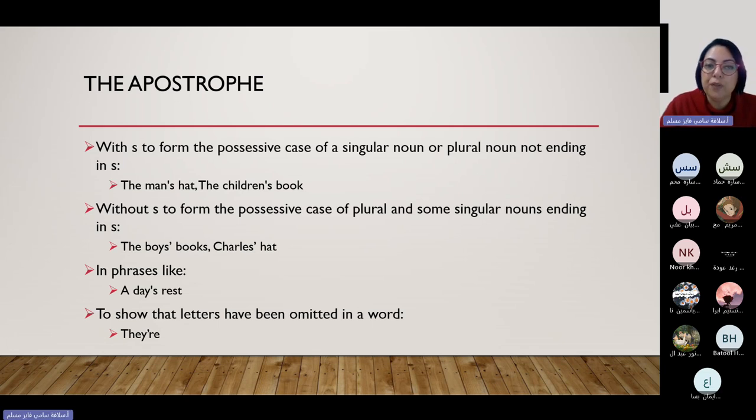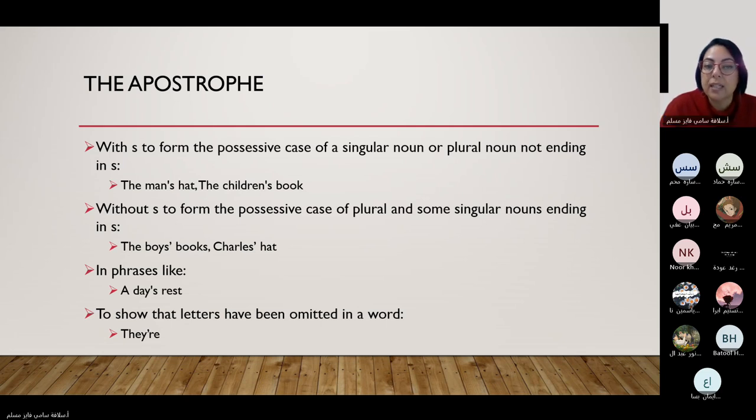هلا the apostrophe with s, it is used with s to form the possessive case of a singular or a plural noun not ending in s. مثلا a man's hat, يعني the hat belongs to the man. The children's book, الكتاب عائد على الأطفال. Okay?